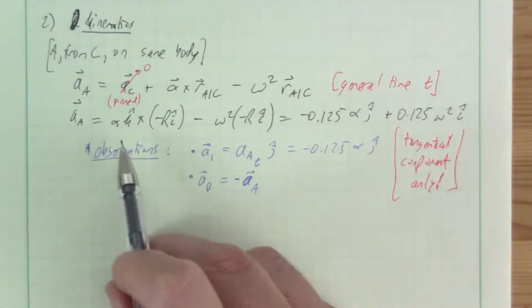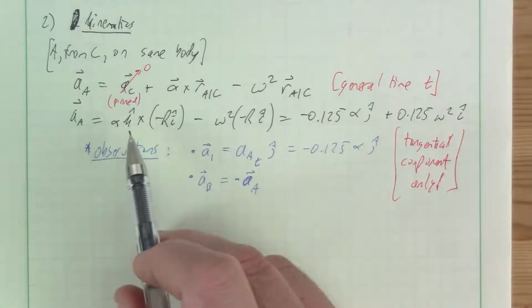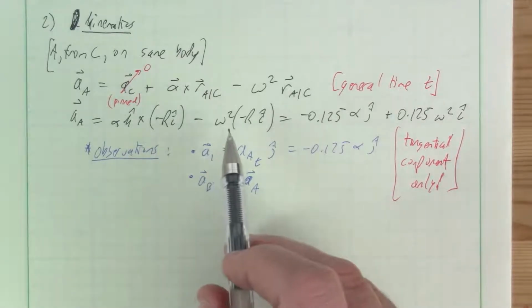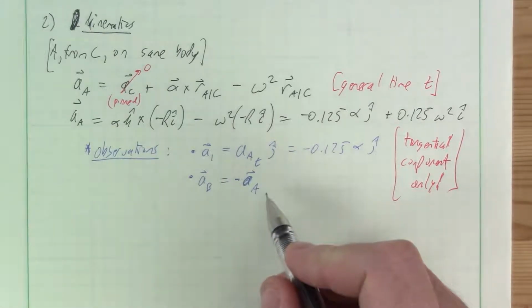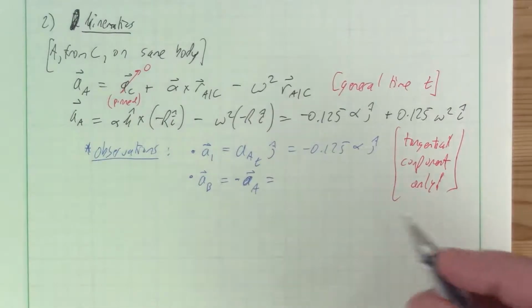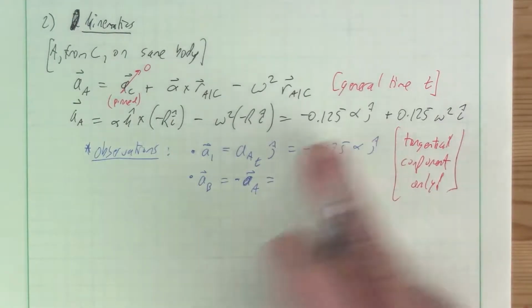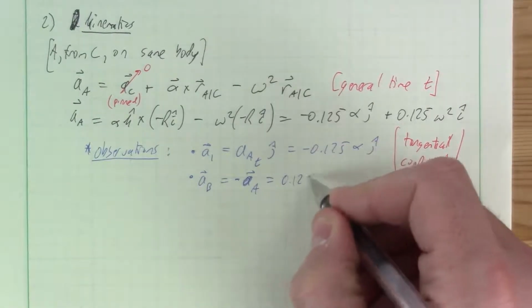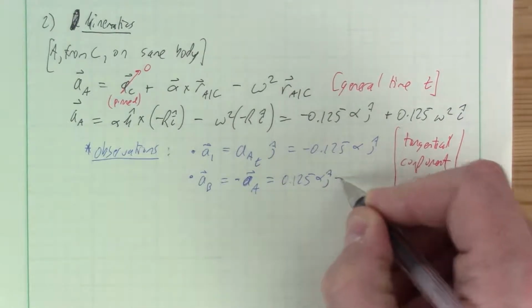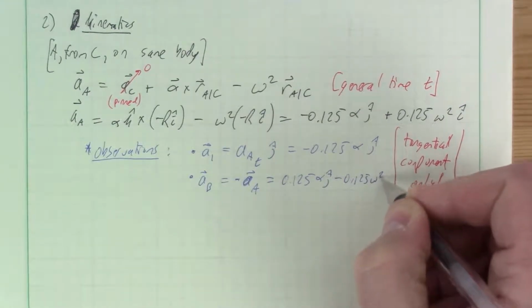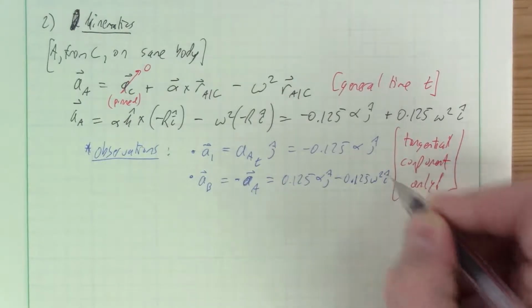Because the angular acceleration is still the same for any point on the rigid body, and the angular velocity is the same, right? So this is a true statement. So acceleration at point B, the absolute acceleration, just flip the signs of these two terms: 0.125 alpha j hat minus 0.125 omega squared i hat.